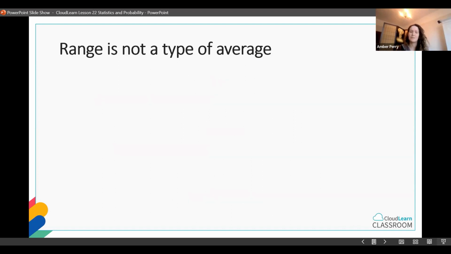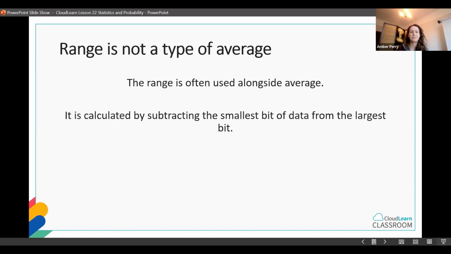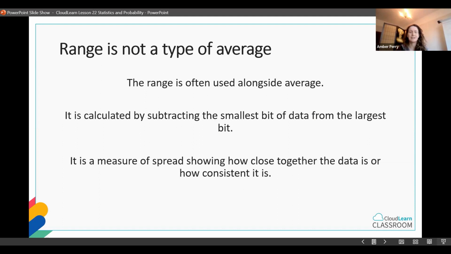Range is not a type of average. You always hear about mean, median, mode, and range. Range is actually not an average. It's actually a measure of spread, okay? So it's calculated by subtracting the smallest bit of data from the largest bit. Nice and easy to calculate, but it doesn't actually tell us anything about the average. It tells us how close together the data is or how consistent it is. So it's a really useful statistic to calculate, but it's not actually an average. A lot of people might say it is, it's not.